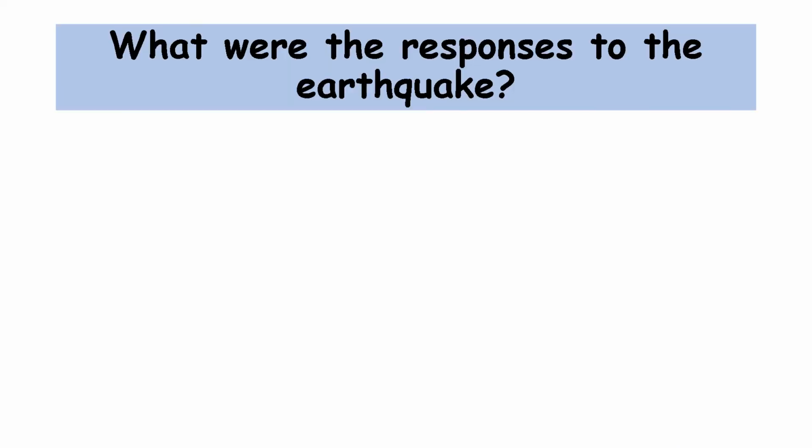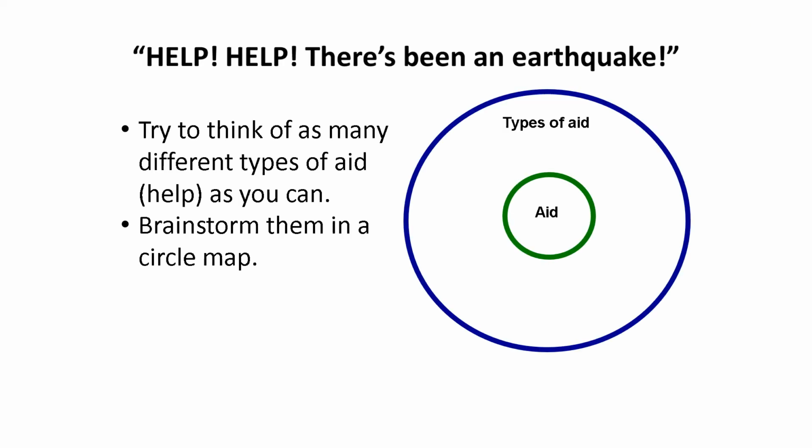Right, so let's think about our third learning objective here. We've looked at causes, we've looked at effects or impacts. Let's look now at the responses. Now, when there's been a disaster, we often see adverts on TV about giving aid or help, not AIDS. Don't confuse the two, please. We give people aid because it's a way that we can help people.